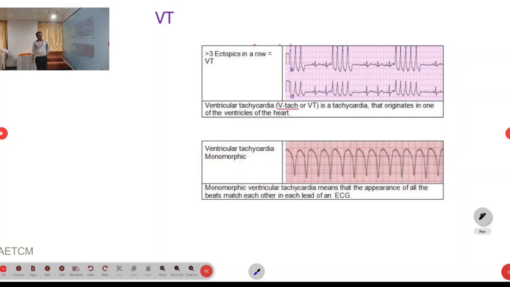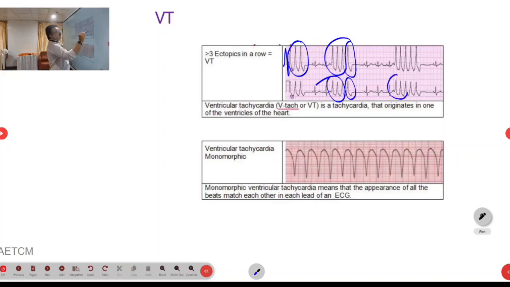Now more than three ectopics in a row should be considered as VT. So here you are getting three ectopics. Actually one ectopic we are not seeing here, but here it is more than three, that is four ectopics, five. Okay, so they are called VT. Anything more than three is called VT.